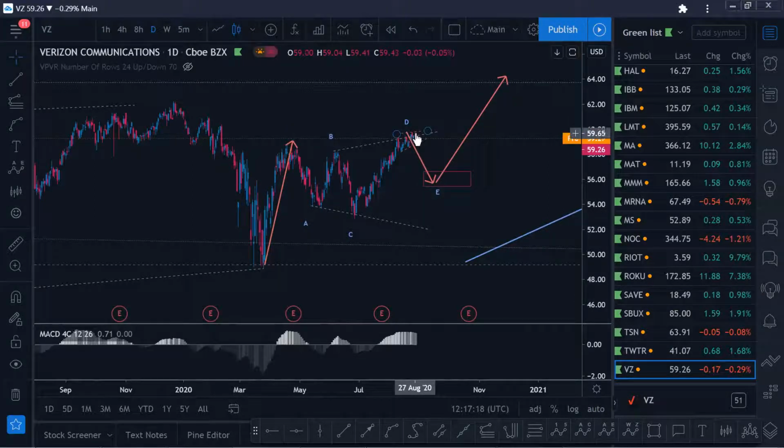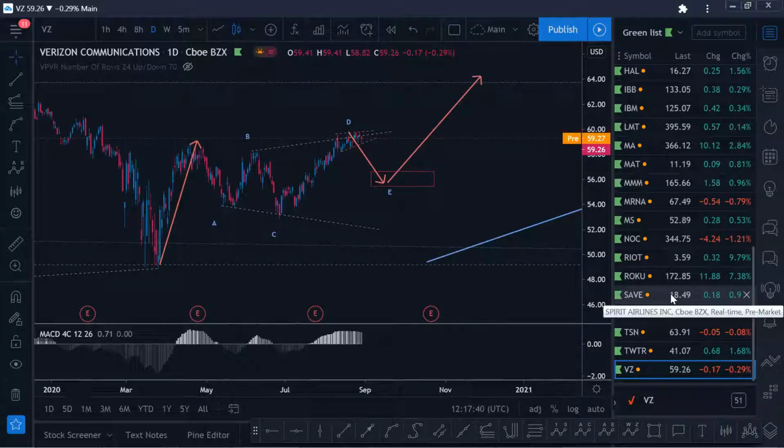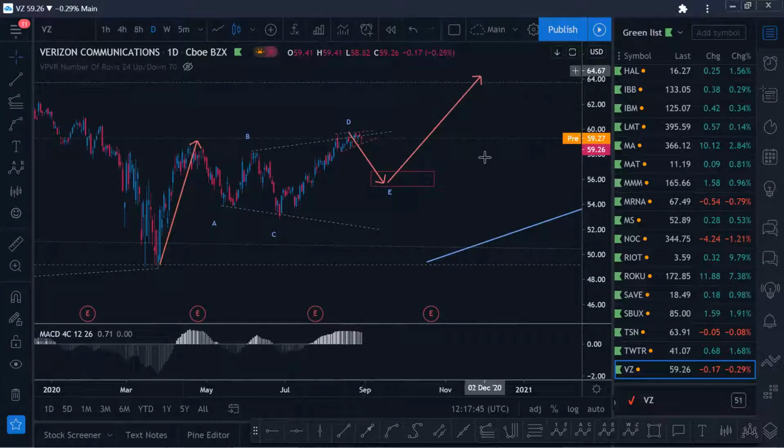So if we break out of this little wedge to the downside, kind of like the S&P, once again, down towards 56, then we can really start to look for a nice long in Verizon up towards 64 to break those highs. So as you can see, a lot of the equities I'm looking at, apart from the tech, which is just crazy overbought, is indicating a pullback and then a continuation, which matches what I'm expecting in the S&P. So it's really interesting to see, and definitely worth keeping a close eye on heading into September to see how things are going to play out.